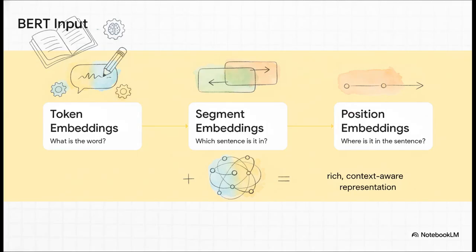So here's that BERT recipe. It's brilliant. It just combines 3 key pieces of information. First, you have the token embedding, which asks, what is this specific word? Then you add the segment embedding, which answers, which sentence is this word in? And finally, you add the position embedding, which tracks, where is it in the sentence? By just adding these 3 vectors up, BERT creates this incredibly rich, context-aware understanding for every single token.